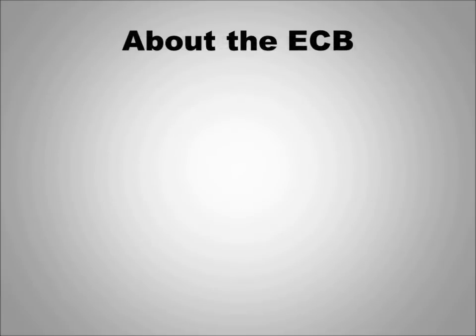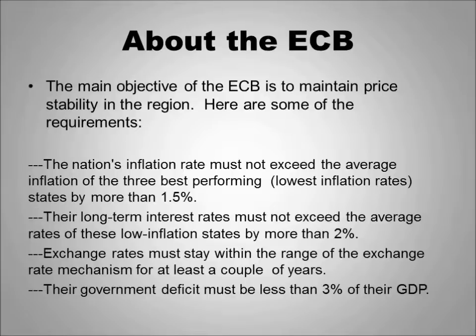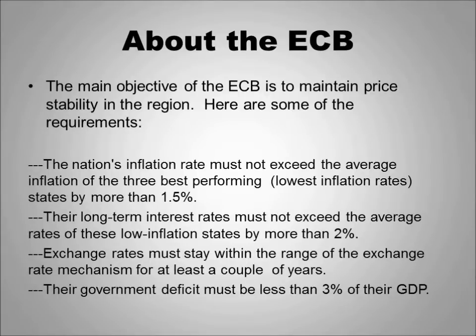Okay, so let's talk about the European Central Bank. Its main objective is to maintain price stability in the region. And here's how they do that. The nation's inflation rate must not exceed the average inflation of the three best performing states by more than 1.5%. So in Europe, they're very strict about the inflation rate. So we do have to pay attention to what happens in the European Central Bank to make sure they're able to maintain the inflation rates that they are set to maintain.